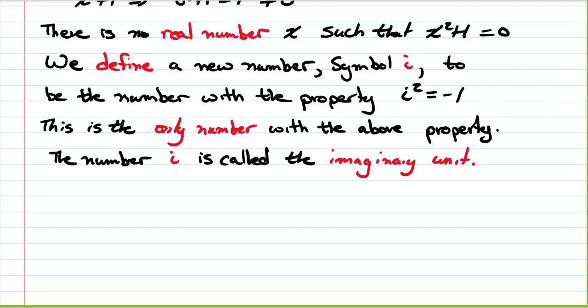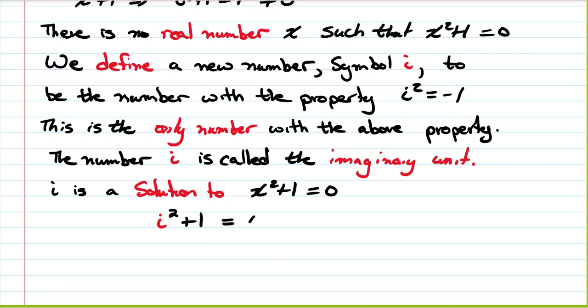We'll also note that i is a solution to x squared plus 1 is equal to 0. Because if i is a number with the property that i squared equals -1, we can check then that i squared plus 1, well, i squared is -1, so that's -1 plus 1, which equals 0. So indeed, it is a solution to that equation.